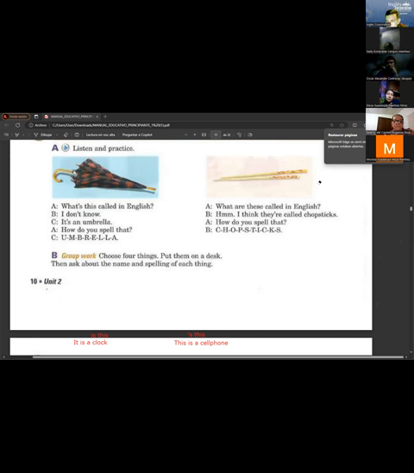Okay, dialogue one. What's this called in English? I don't know. It's an umbrella. How do you spell that? U-M-B-R-E-L-L-A. What are these called in English? I think they are called chopsticks. How do you spell that? C-H-O-P-S-T-I-C-K-S. Chopsticks. All right. We're going to practice these two dialogues because we need to reinforce the pronunciation.